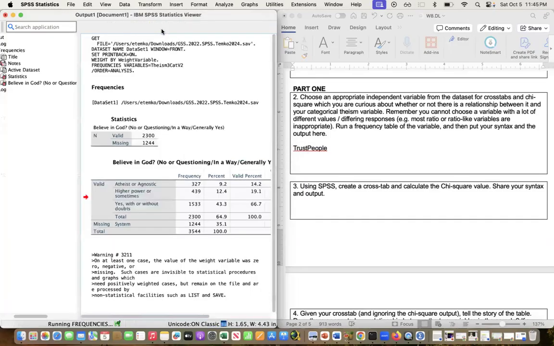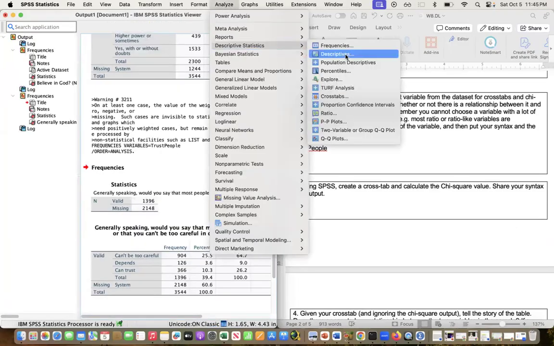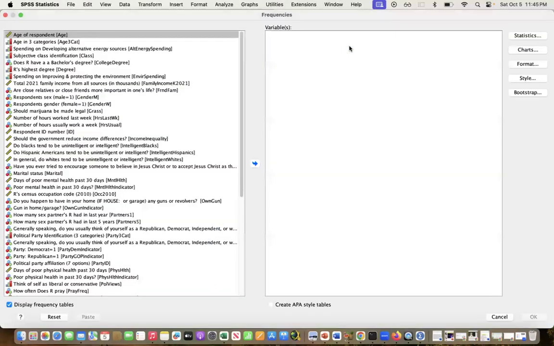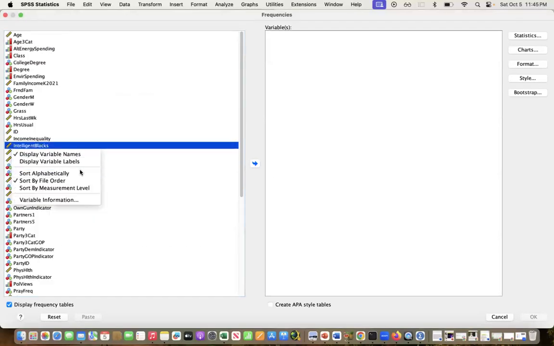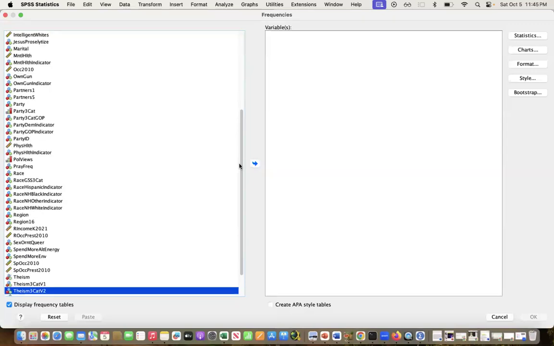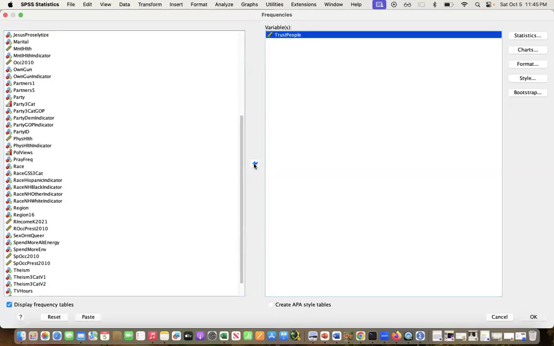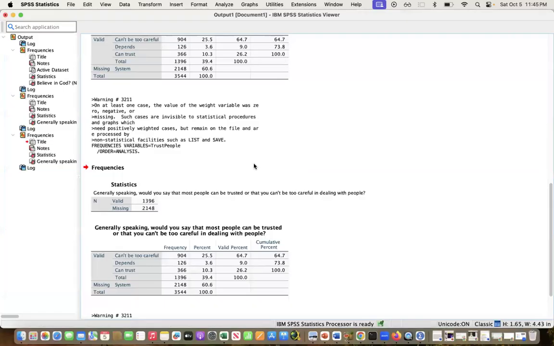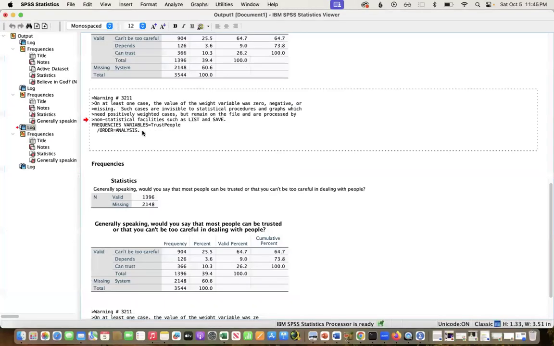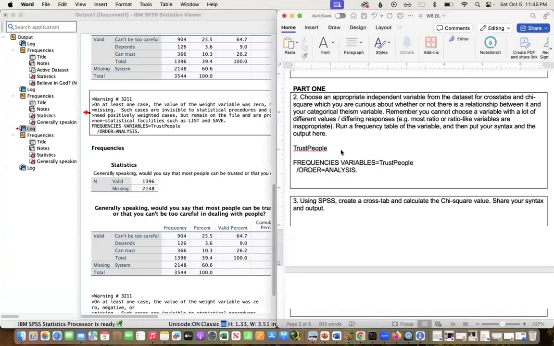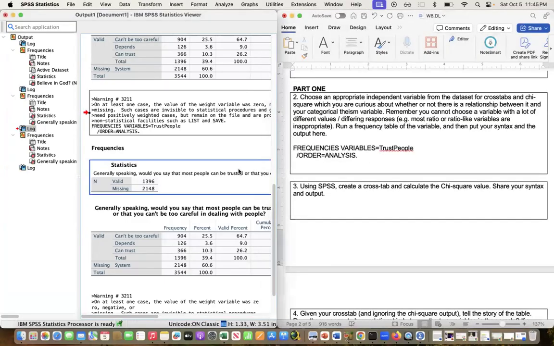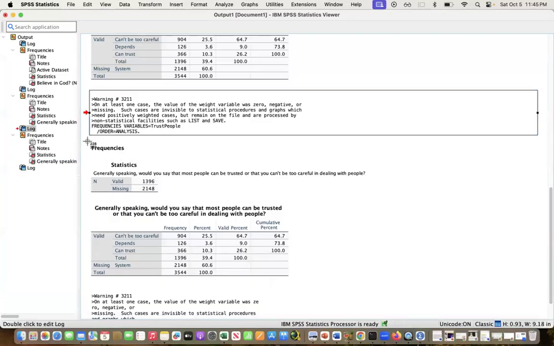Click play. Or again, you can go analyze, descriptive, frequencies. Make sure this is checked, put in the variable and click OK or enter. Okay. Let me put in my syntax and grab my frequency table.